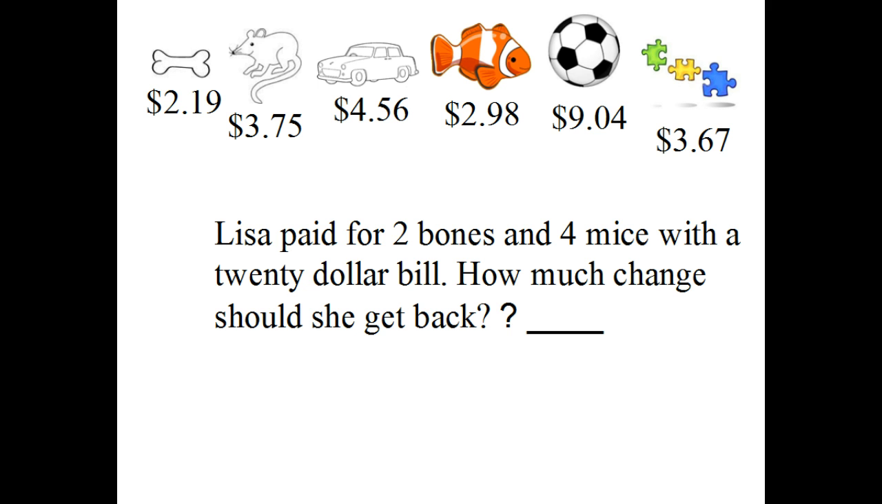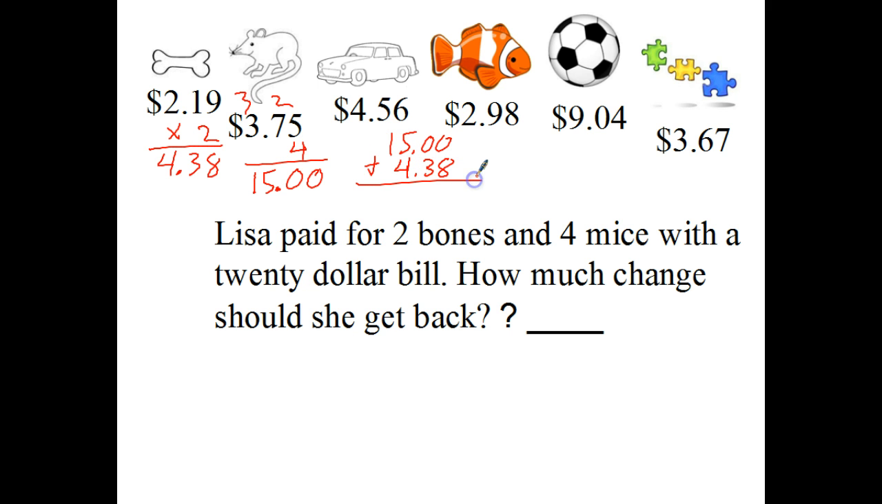Lisa paid for 2 bones and 4 mice with a $20 bill. How much change should she get back? First thing we need to do is buy all of the things. So we're getting 2 bones. It's going to get me to $4.38. 4 of the mice. Ooh, 4 times 5 is 20. Carry my 2. 28, 30. 12, 15, even $15.